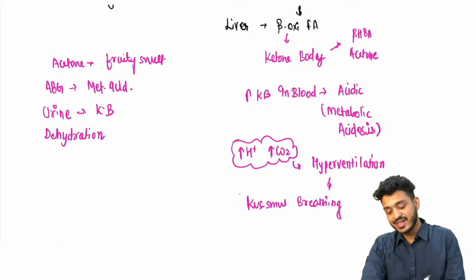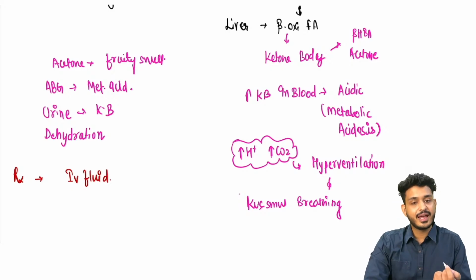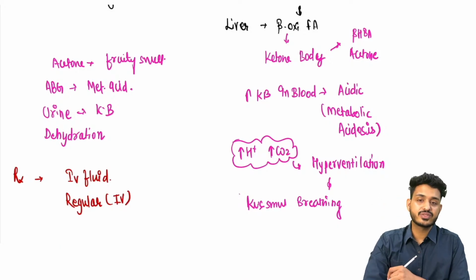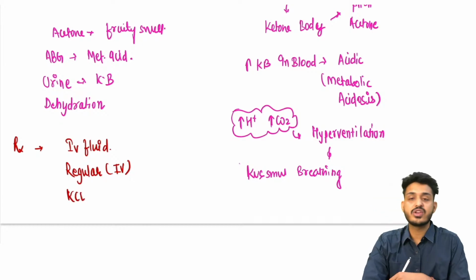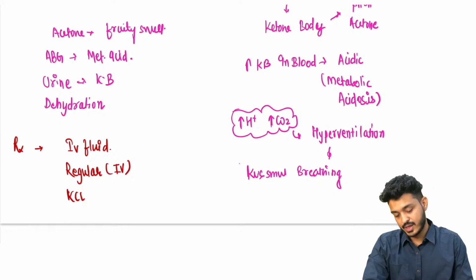How are you going to treat this particular situation? Treatment they are asking. First, remember, you need to give IV fluids to the patient. First give IV fluid, NS you can give, right? Apart from that, you are going to give insulin. The only insulin that you can give IV is regular insulin. You can also use what? Potassium. You need to give potassium supplementation. You can use potassium chloride, right?